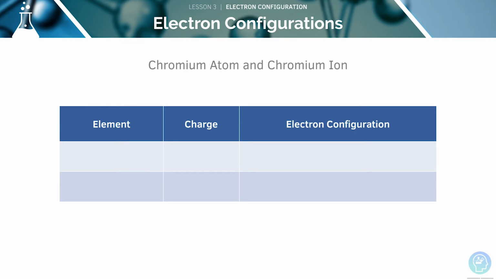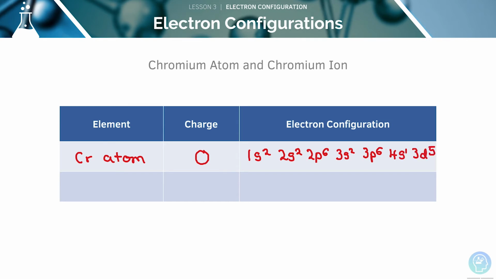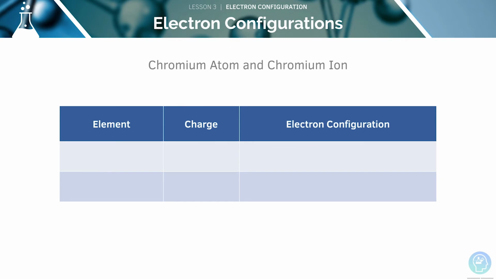We'll now look at the difference between a chromium atom and a chromium ion. Let's look at the atom first. This will have a charge of 0 since it's an atom. Its electron configuration would be 1s2, 2s2, 2p6, 3s2, 3p6, 4s1, 3d5.